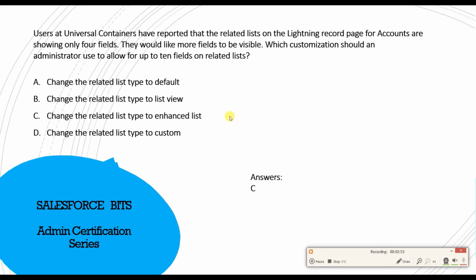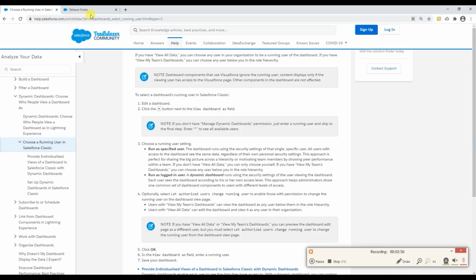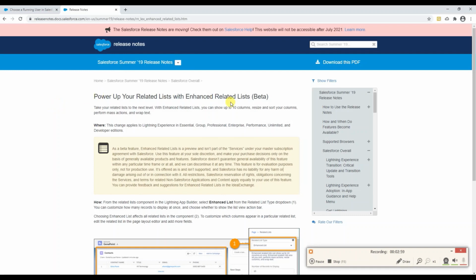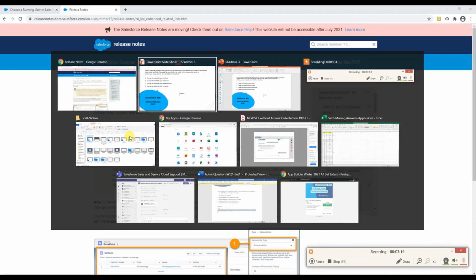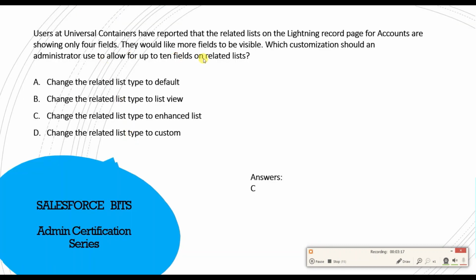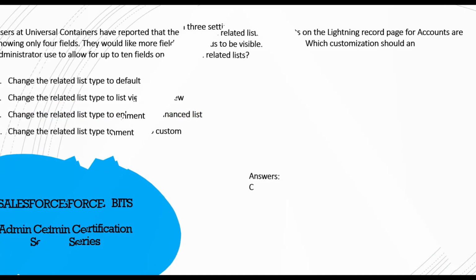Let me show you why. So I have the release notes of that enhanced list, and it clearly says take a related list to the next level. With enhanced list, you can show up to 10 columns and resize and sort your columns, perform mass actions, and wrap text. So that's exactly what we need. Here we should be able to allow up to 10 fields on the related list. So the correct answer would be change the related list type to enhanced list.